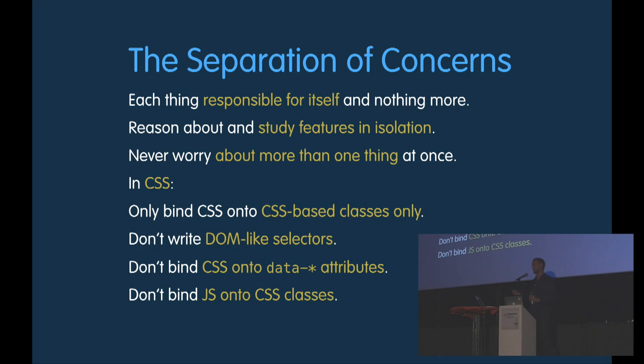Data attributes exist to carry data. They're not a hook, they're not for styling, they're not for behavior. Data attributes exist to hold data. Don't hang your styling off of your data layer. And similarly, don't bind JS onto CSS classes. The amount of times I've refactored CSS to find that changing a class has broken some JavaScript. I shouldn't have to worry about JavaScript when I'm refactoring CSS.